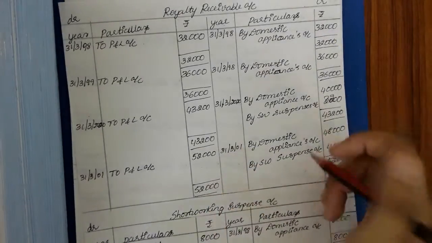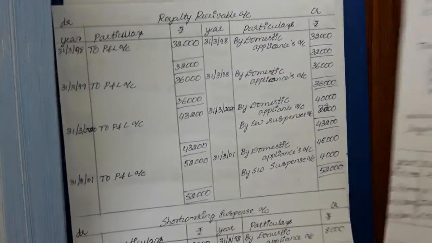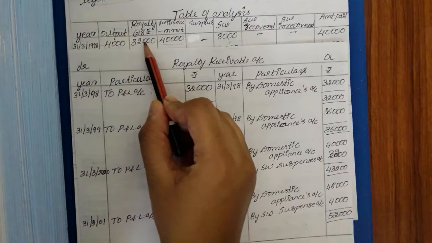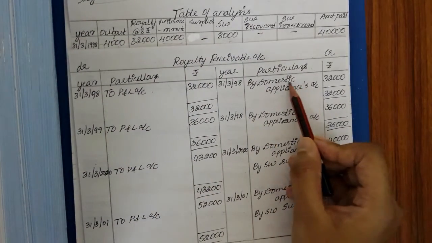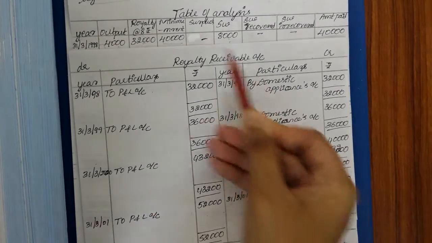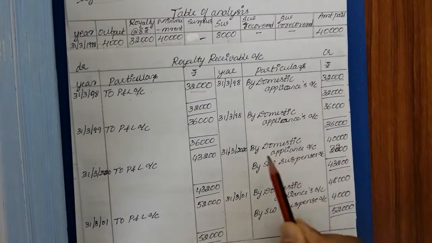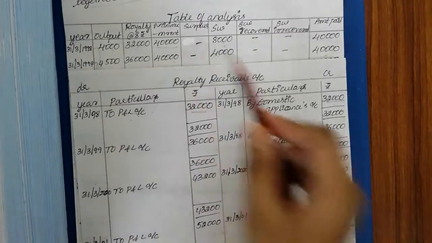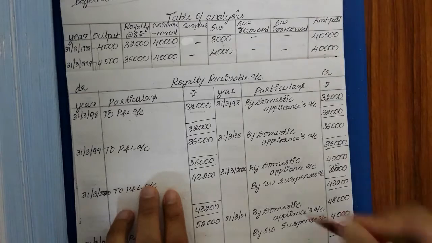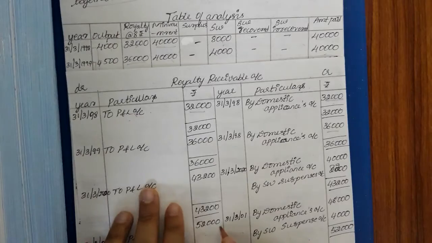So the royalty receivable account, first we will be writing by domestic appliances account or lessee's account. So whatever the royalty you have received, that is the actual royalty earned in year 1. So by domestic appliances account 32,000. You will be transferring this amount to the profit and loss account, 32,000. So that is done with the first year, and then coming on to the next year, same as it is. By domestic appliances account 36,000 you have received, 36,000 you will be transferring to the P&L account.